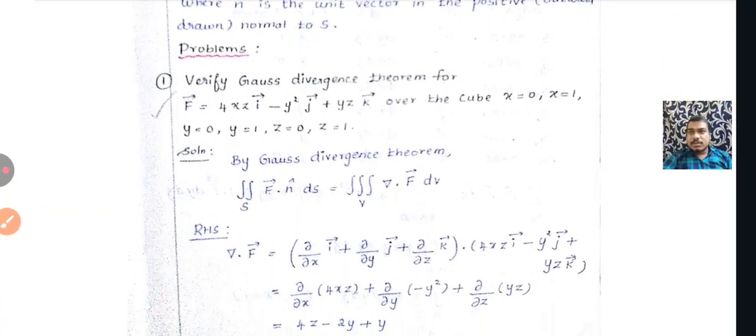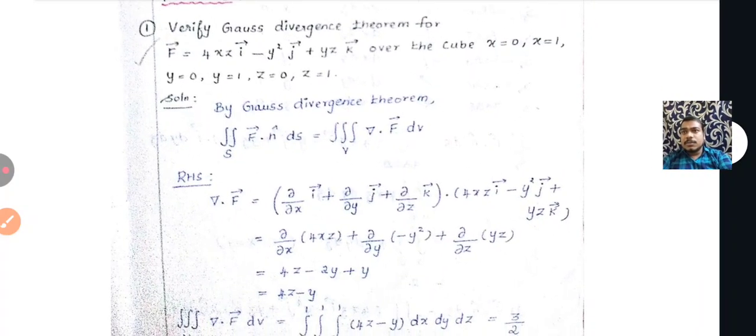Okay, we have to see the first example. Verify Gauss divergence theorem for f vector equal to 4xz i vector minus y square j vector plus yz k vector over the cube x equal to 0, 1, y equal to 0, 1, z equal to 0, 1. We will see the solution by the Gauss divergence theorem.